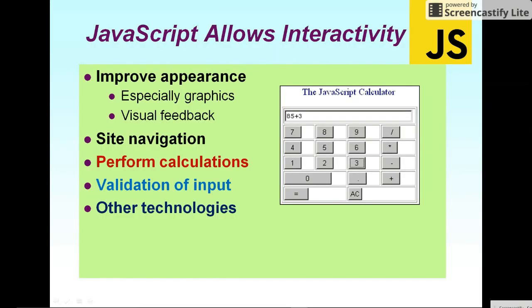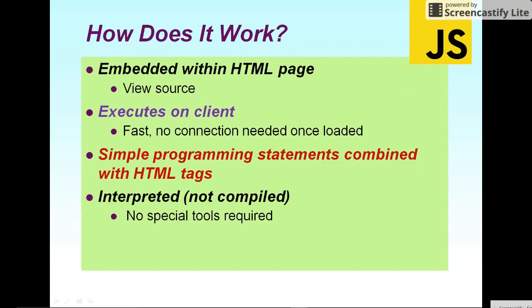So how does JavaScript allow interactivity? JavaScript improves appearance. It has a better GUI than simple HTML. It is combined with various technologies to work as a framework. It provides site navigation, performs calculations, validation of input, and other things. It is embedded within an HTML page simply like CSS. JavaScript gets embedded in an HTML page using a script tag. We will explore it later.